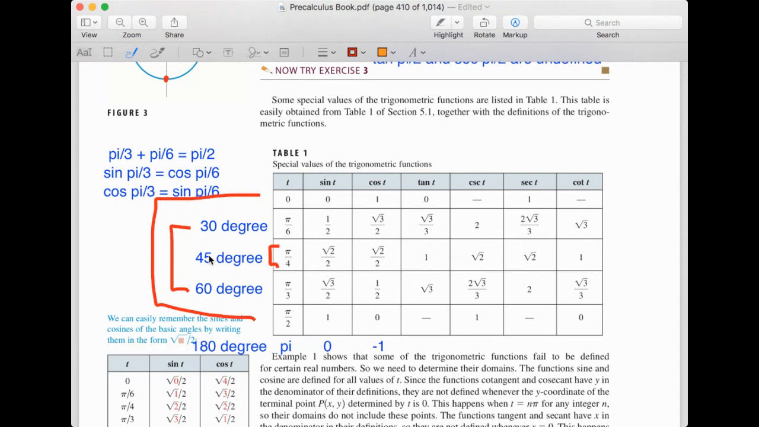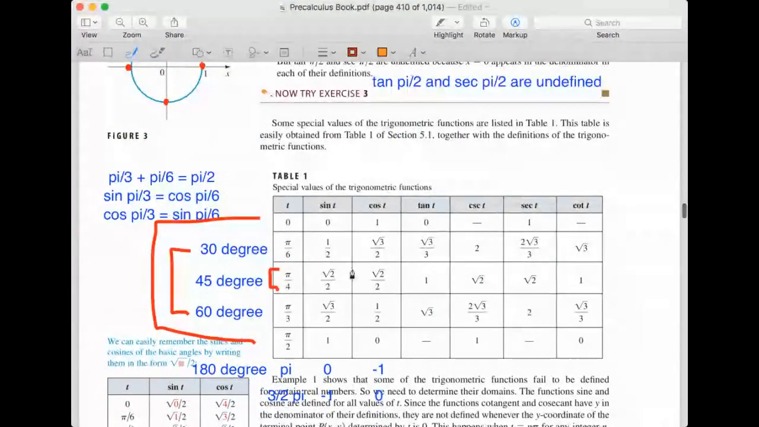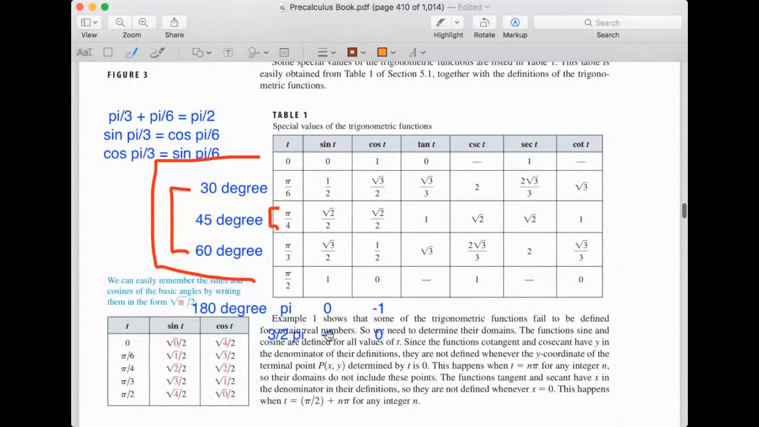Then we have 3 pi over 2. At 3 pi over 2, the sine value equals -1. Cosine value equals 0. Remember, those are four special points. So that's why they have 0, 1 for sine and cosine, 0, -1, -1, 0 for sine and cosine. All right, so try to memorize this table.